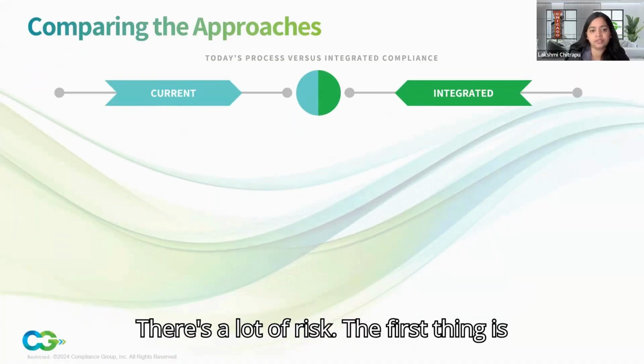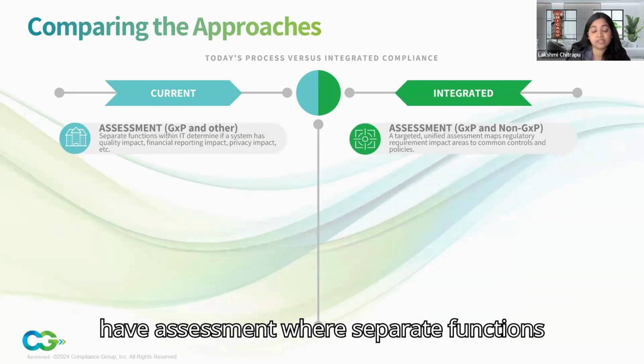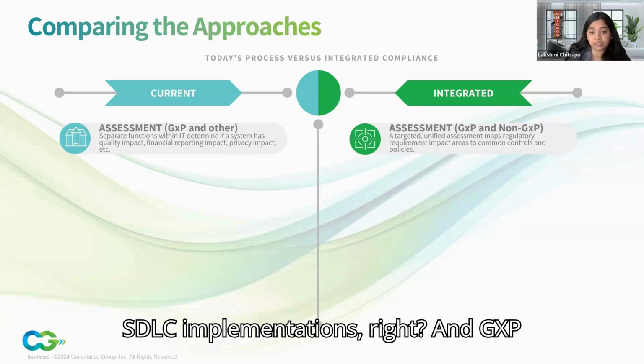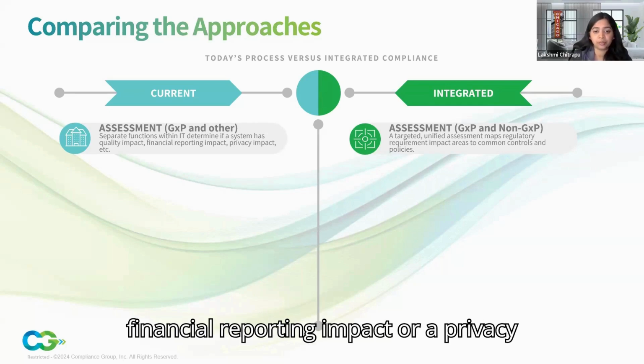use a lot of risk. The first thing is assessment, right? Current practices, you have assessment where separate functions are determining in separate stages of SDLC implementations, right? And GXP and other, which is either related to a financial reporting impact or a privacy impact.